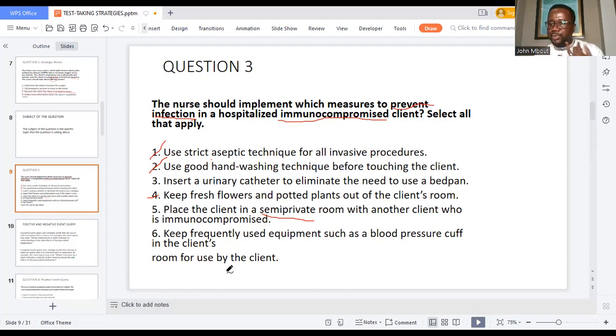You don't take the BP cuff out. You don't take the thermometer. Equipment that is used for these clients is kept in the room. You use it and you keep it there. You don't take it out of the room to be used elsewhere, no, you don't do that. This is strictly for this type of clients. So 6 is correct. Now we are doing tips and going into some details. You need to understand the content in order to apply.